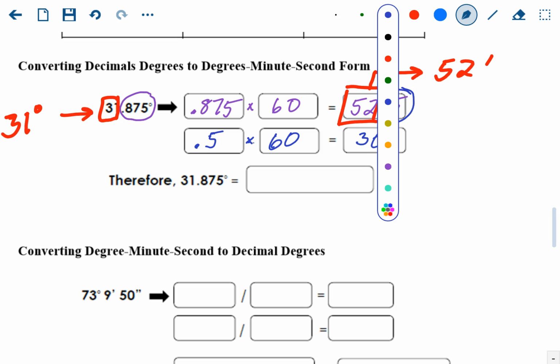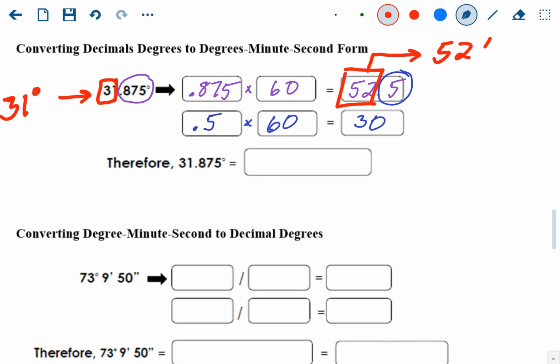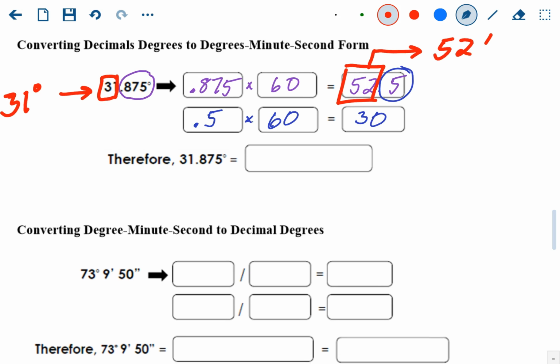So therefore, if we put it all together, we're going to have 31 degrees, 52 minutes, and then this last part, 30 seconds.